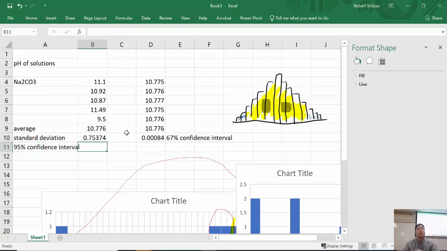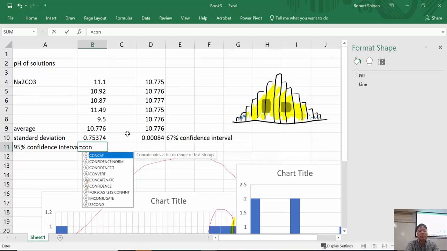The 95% confidence interval is about 2 standard deviations. So if we go plus or minus 2 standard deviations, then that captures 95% of this plot here, and therefore there's only a 5% chance that the average lies outside this. The 95% confidence interval is common. In Excel, there's a built-in function called confidence.